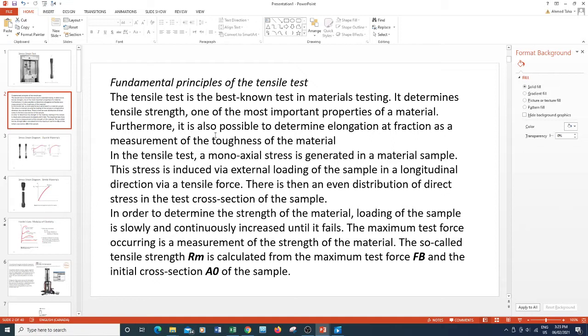In order to determine the strength of the material, the loading of the sample is slowly and continuously increased until it fails. The maximum test force occurring is a measurement of the strength of the material. The so-called tensile strength Rm is calculated from the maximum test force Fb and the initial cross-section A naught of the sample.